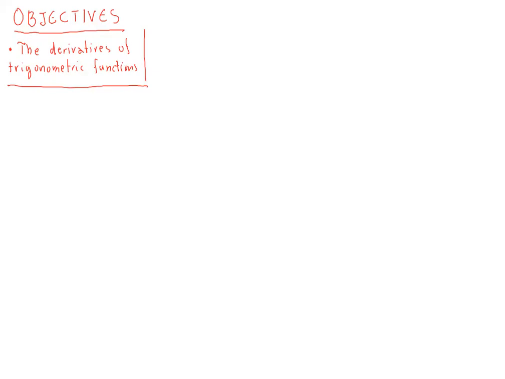We're going to look at the derivatives of trigonometric functions here. And we are going to start with the derivative of sine, which happens to be equal to cosine. And then the derivative of cosine is, well, if you expected it to be sine, I'm afraid you're going to be a little disappointed. It's negative sine.